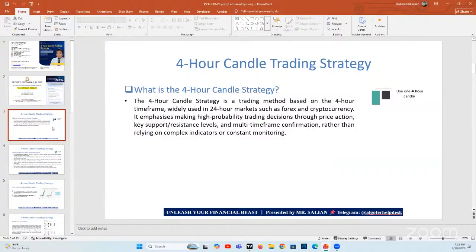What is the 4-hour candle strategy? The 4-hour candle strategy is a trading method based on the 4-hour time frame. Widely used in 24-hour markets such as Forex and cryptocurrencies. It emphasizes making high probability trading decisions through price action, key support and resistance levels and multi-time frame confirmation, rather than relying on complex indicators or constant monitoring. So we will see this in action once we go through the slides here.